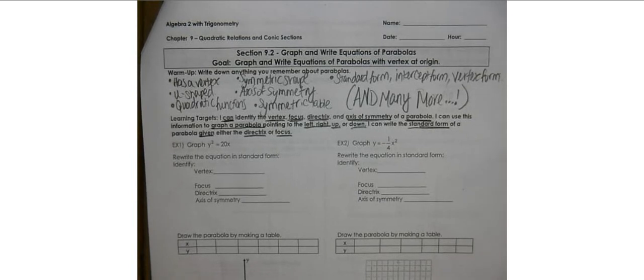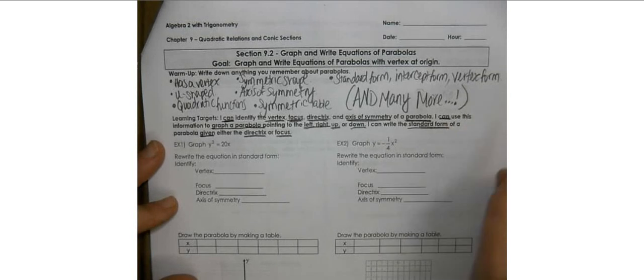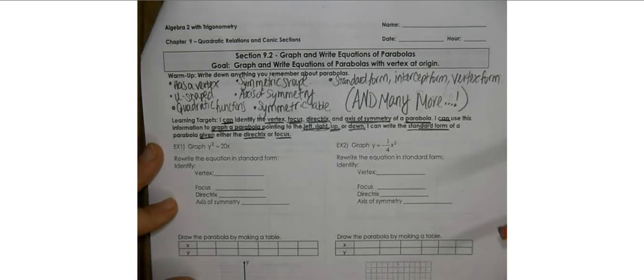I also want you to be able to say, I can use this information to graph a parabola, pointing to the left, the right, up, or down. So we've already graphed parabolas that are pointing up and down, but the new ones are pointing left and right, and they have a special property when it comes to their equation. I also want you to be able to say, I can write the standard form of a parabola given the directrix or a focus. So let's go ahead and talk about example number 1.